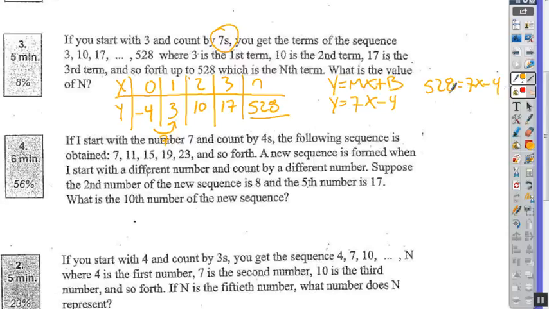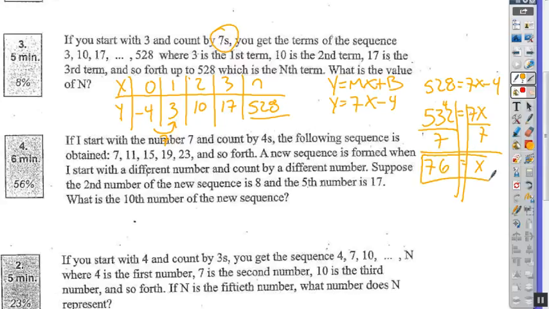Well, if 528 is equal to 7x minus 4, that means 7x has to equal this number plus 4, right? So we have 532 is equal to 7x. Well, I'm multiplying 7 by something and getting 532, so 532 divided by 7 is going to get me my x value. Now 7 does not go into 5, but 7 goes into 53. How many times? It goes in 7 times, and that has a remainder of 4. 7 goes into 42 6 times. So the 76th term is going to have a value of 528.